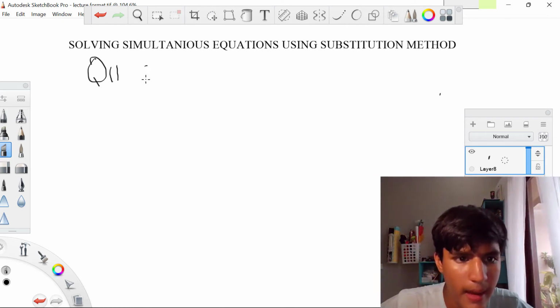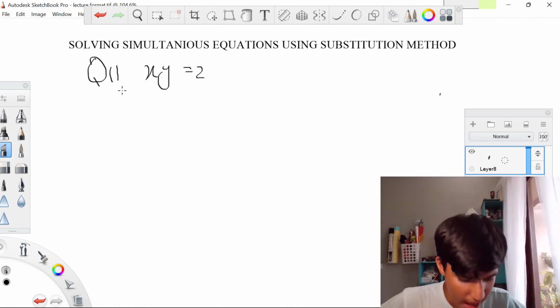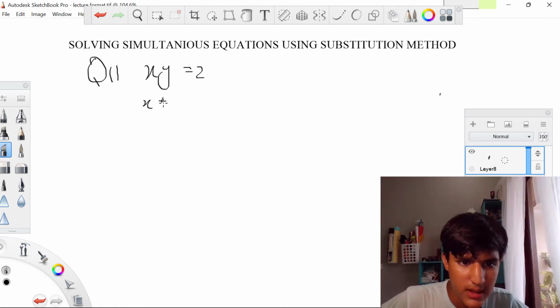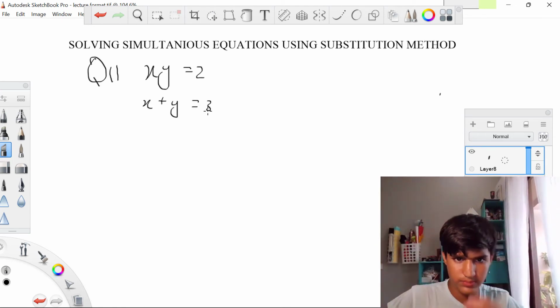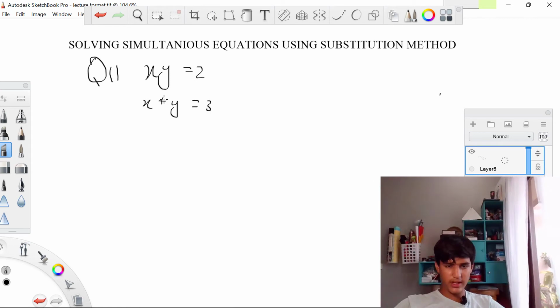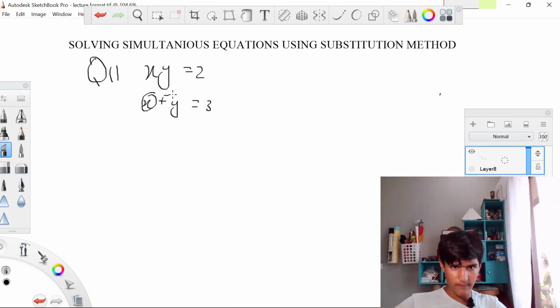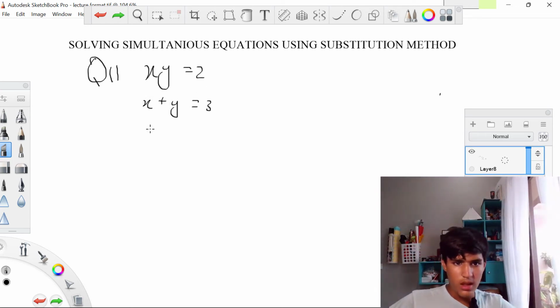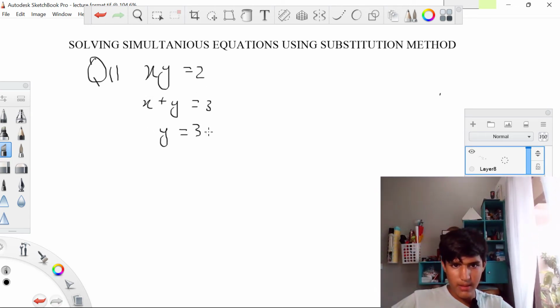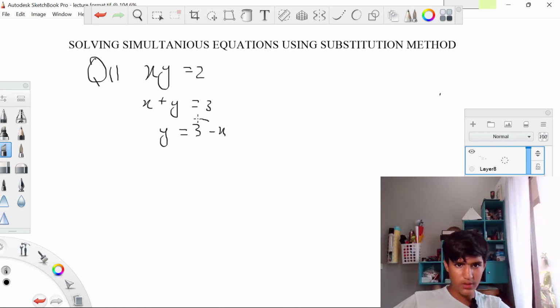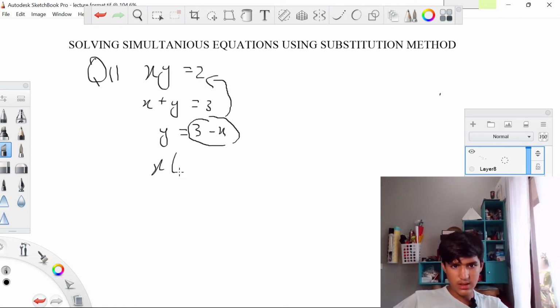The question is xy is equal to 2 and x plus y is equal to 3. Now we're going to be moving x from this side of the equation to the other side. y is equal to 3 minus x. Now we're going to put the value of y into this equation: x into 3 minus x is equal to 2.